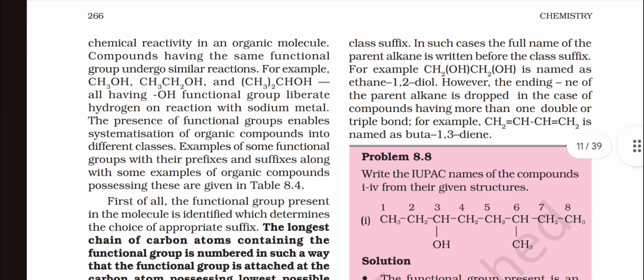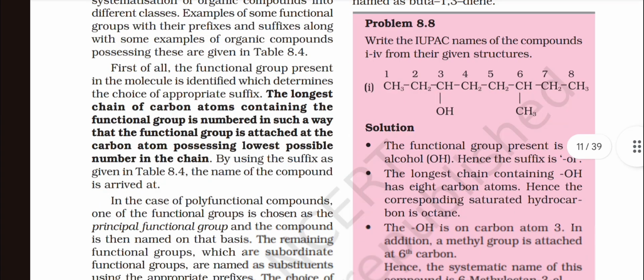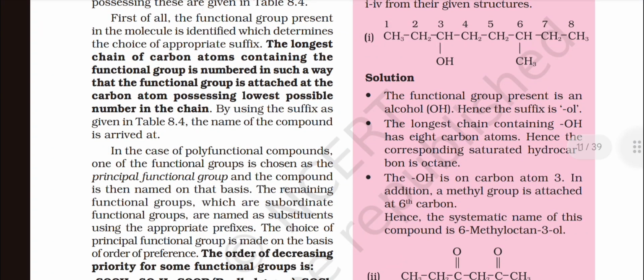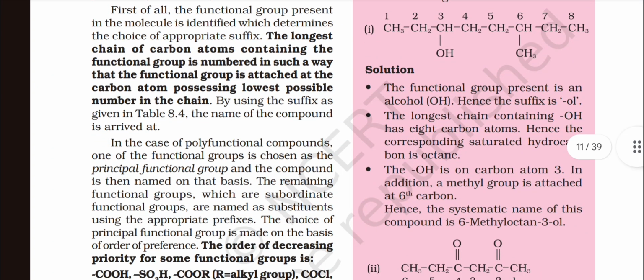The presence of a functional group enables systematization of organic compounds into different classes. Examples of some functional groups with their prefix and suffix, along with some examples of organic compounds possessing them, are shown. First of all, the functional group present in the molecule is identified, with the determination of the appropriate suffix. The longest chain of carbon atoms containing the functional group is numbered in such a way that the functional group is attached at the carbon atom possessing the lowest possible number in the chain. By using the suffix, the name of the compound is arrived at.